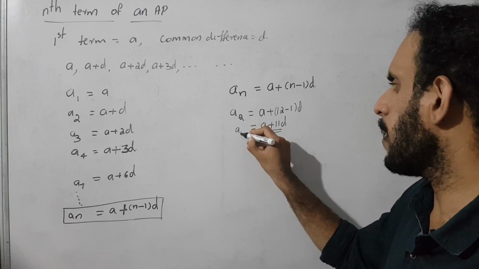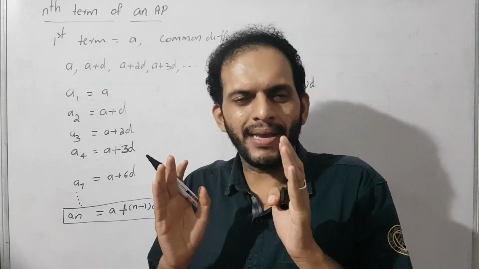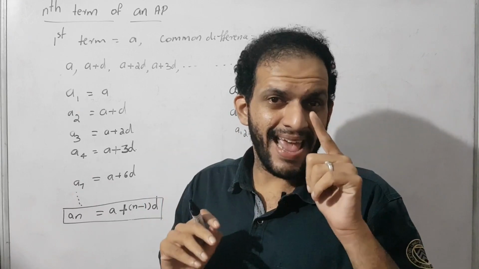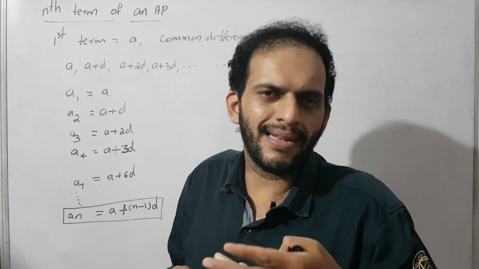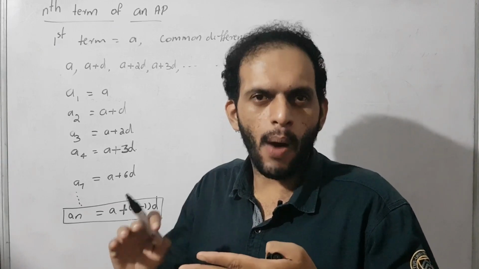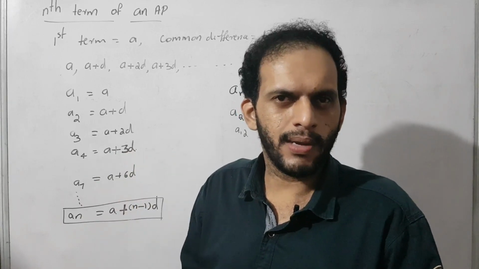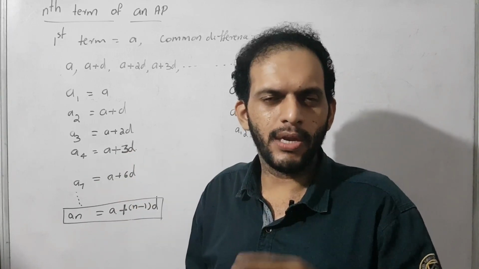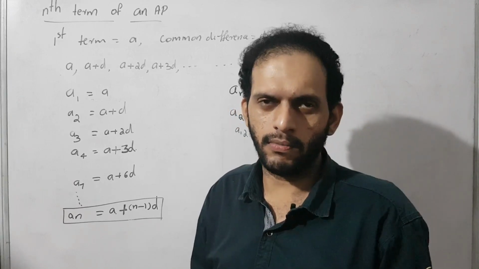That one is a12. If we need to find a30, how do we get a30? A30 is equal to a plus how many times? 30 minus 1 into d. 30 minus 1 means 29d. We need to add 29d, the common difference, to the first term.